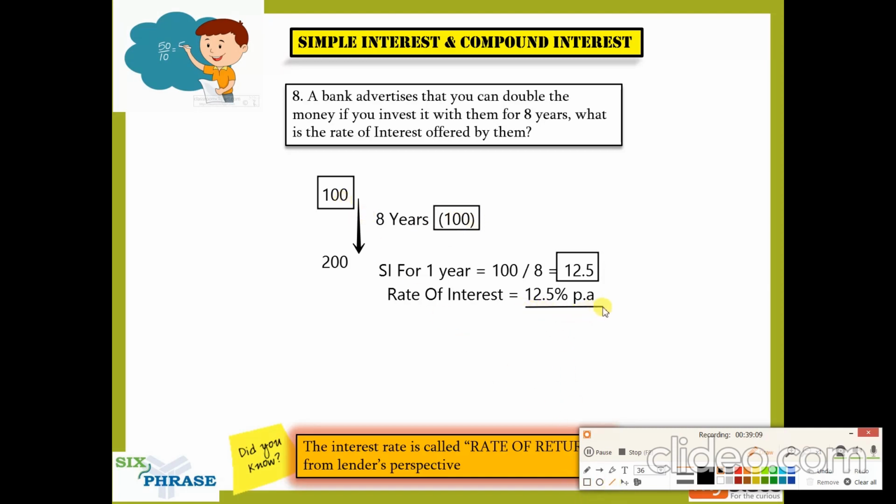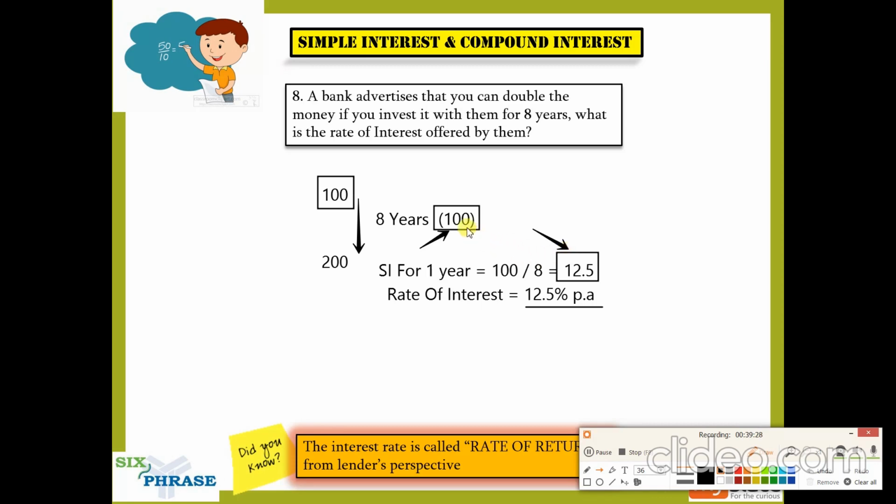Okay, it is always calculated per annum. So the interest that you take should not be 100, guys, because it is 8 years' interest. What you want is per annum interest, this one, 12.5. So you want 1 year's interest. Then only you can find the rate of interest per annum.